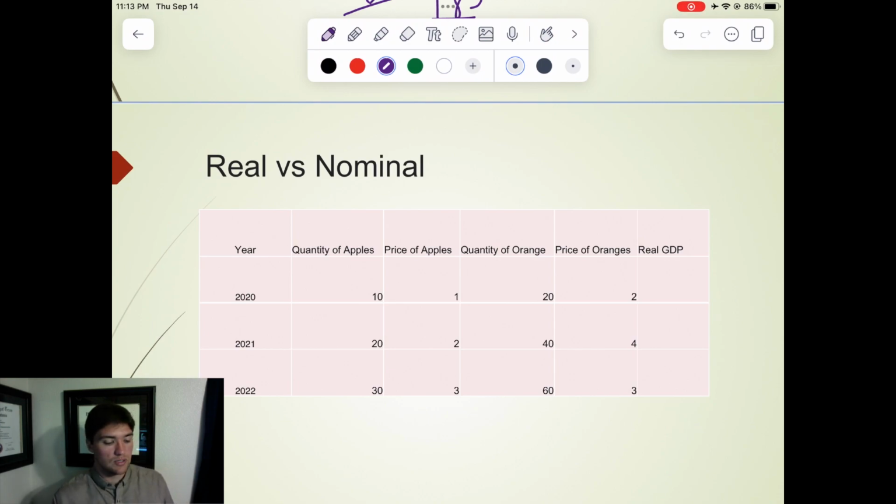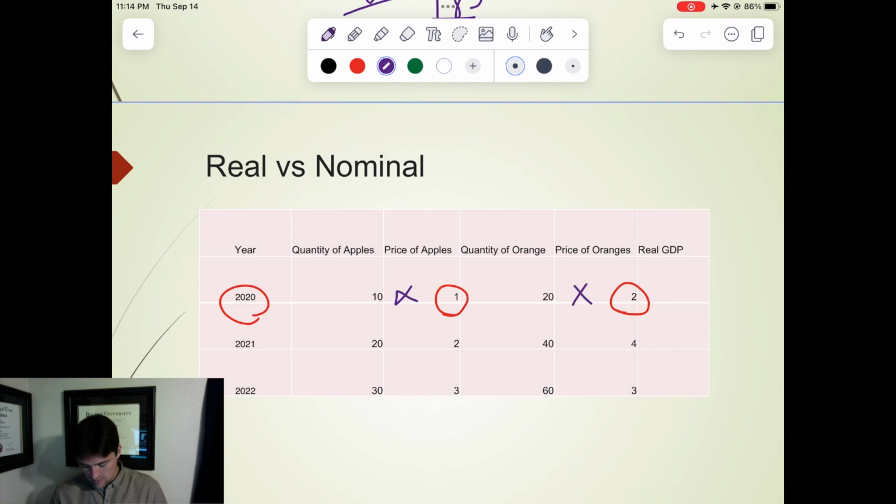Okay, so let's do that. In order to do that, we need the base year price. So let's say 2020 is our base year. We're only using the prices here, only $1 and $2. So we'll do 1 times 10 and 20 times 2. If you're wondering why it's the same, it's because real GDP is the current quantity for 2020 times the base year price, which is also 2020. So it'll be the same. It should be 50.